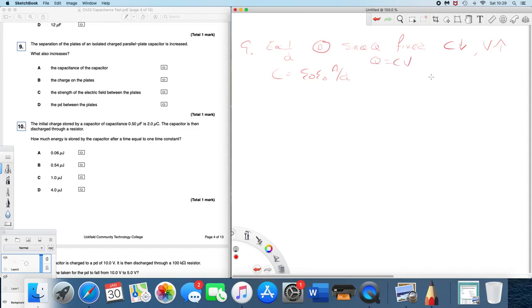Or, of course, you could argue that work is being done against the field in shifting these plates apart. There is an electric field between here, say positive and negative, so they're attracting. By moving the plates further apart, you're doing work against that field, and so you're increasing the potential. Either way, you can do it mathematically or you can do it physically, but that's the answer, D.